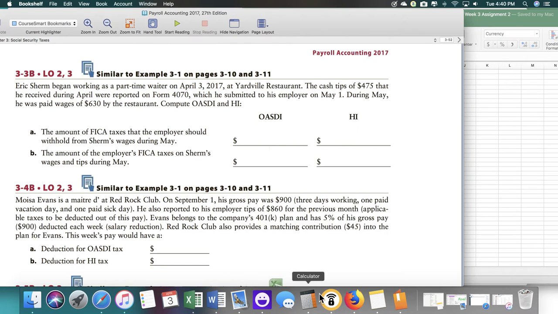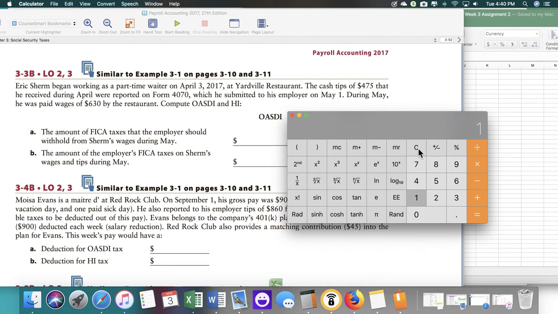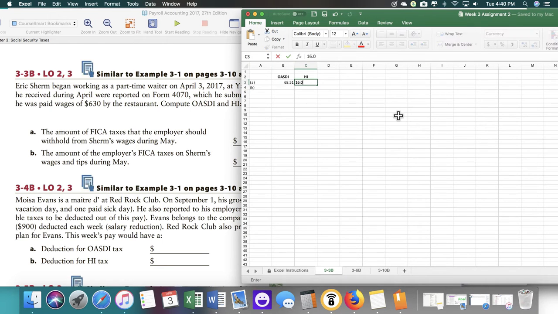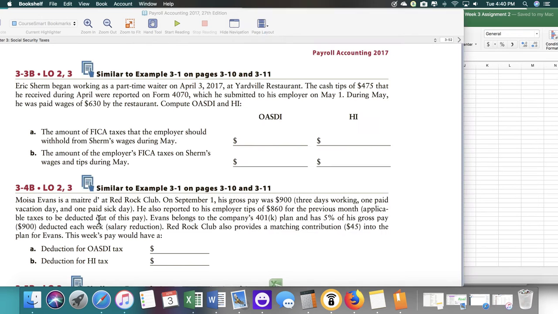Calculate HI. We're going to take the 1105 times 1.45%. Gives us $16.02. So that is for letter A.